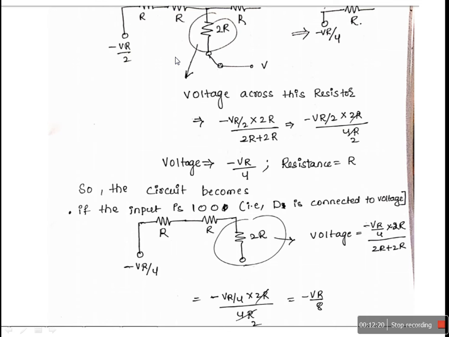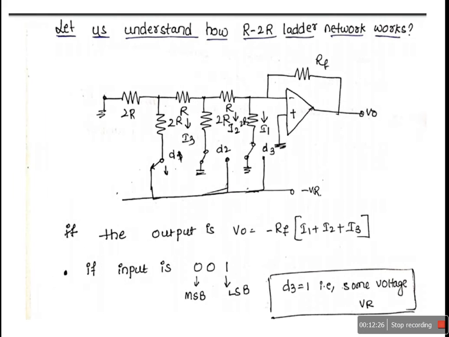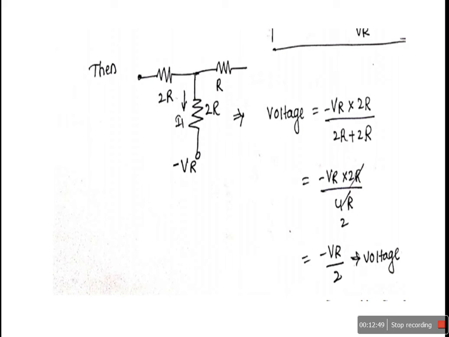That is 0 1 0. So 0 1 0 in the sense, this bit is connected to ground, this bit is connected to the voltage, and this bit is connected to ground. So in order to calculate the I2 current, first we have to know the voltage across this resistor path. Already in the previous case, where the bit is 0 0 1, we calculated the voltage as minus VR by 2. So the equivalent impedance here is 2R into 2R by 2R plus 2R, that is nothing but R.